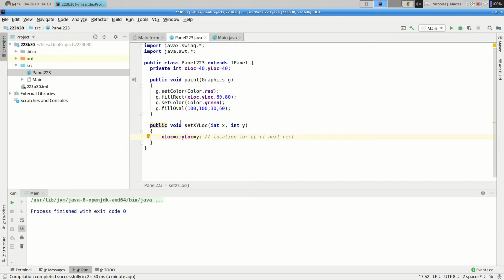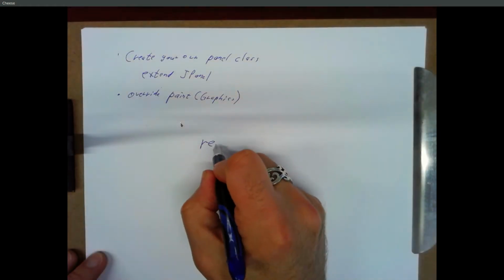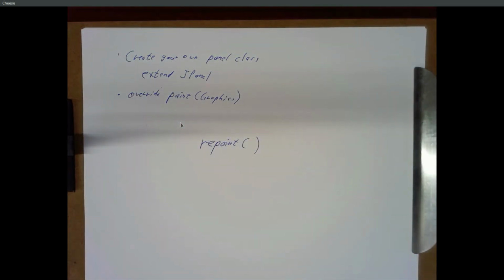So what I'd like to do is after I update X location and Y location, after I use that setter, I'd like to call the paint method so that it goes ahead and does the paint. But I can't call paint because I don't have a graphics object. So the way you do this in Swing is you call a method called repaint. And repaint doesn't take any arguments. And it basically says to Swing, I would like this component to be redrawn, to be repainted. In other words, I'd like you to call the paint method. Something has happened, this needs to be updated.